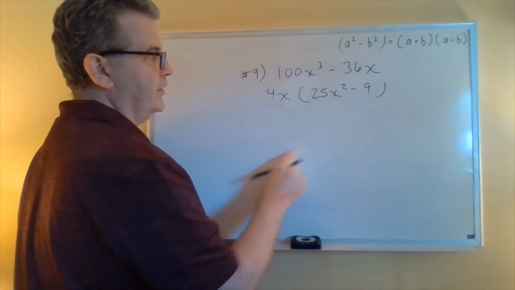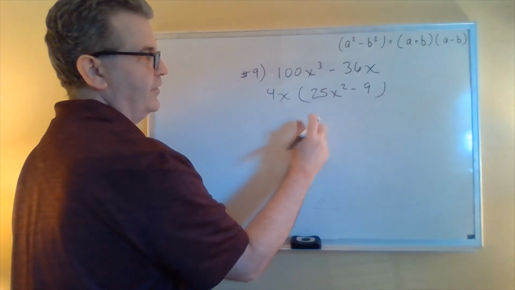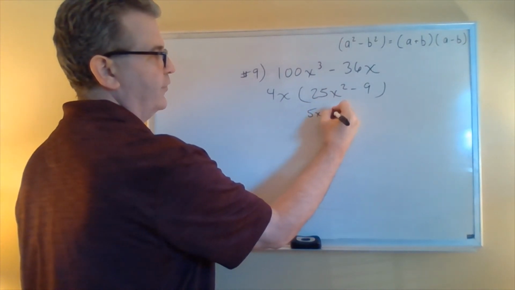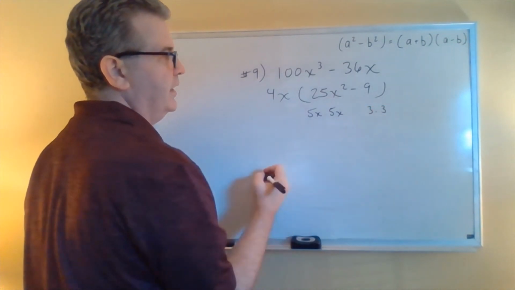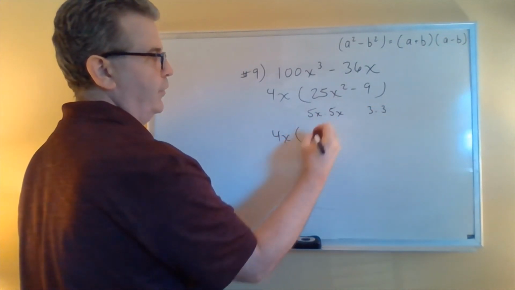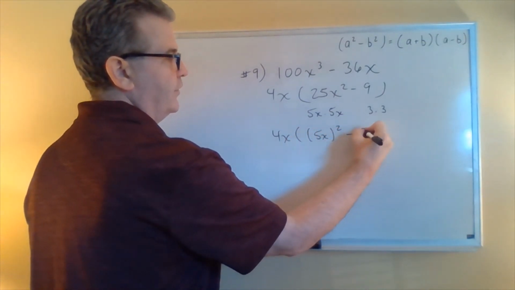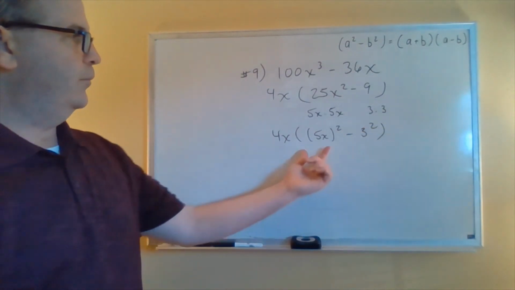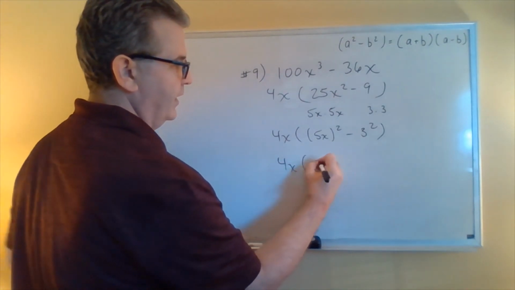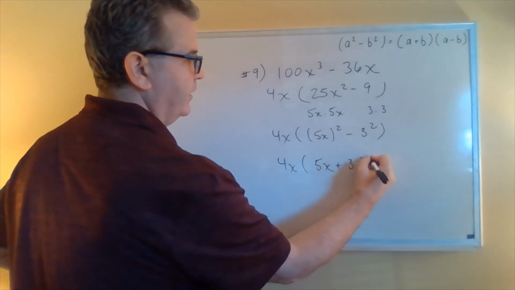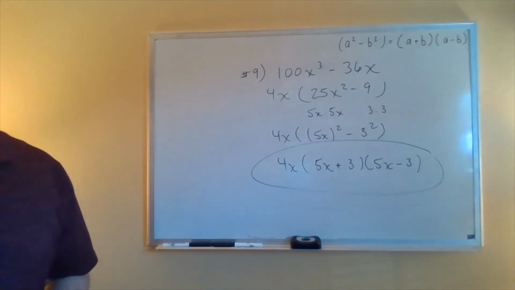Do we have perfect squares? 25 we do, because that's 5 times 5. X squared we do, x times x. So that we can rewrite as 5x times 5x. How about 9? That's 3 times 3. So if we rewrite what we got going on in the parentheses, we'll have 5x squared minus 3 squared. So you see we got perfect square minus perfect square. Falls into our rule. We can rewrite that as 5x plus 3, 5x minus 3. There's our answer for number 9.